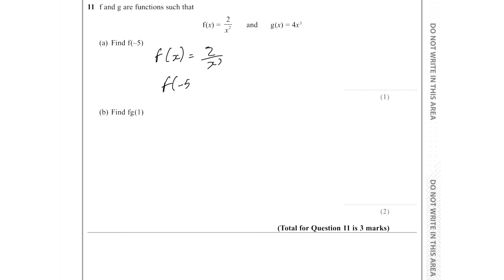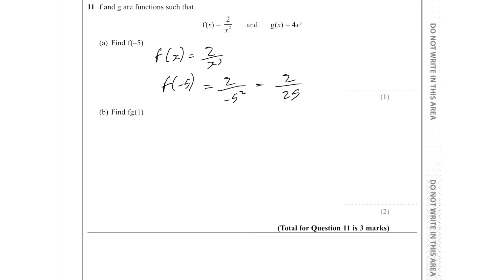And then the question is saying we have f of minus 5. So that's going to be minus 5 squared. And when you times a number by itself, the negatives cancel out. So that's going to be 2 over 25. And you can leave your answer as that. You don't need to write it as a decimal.